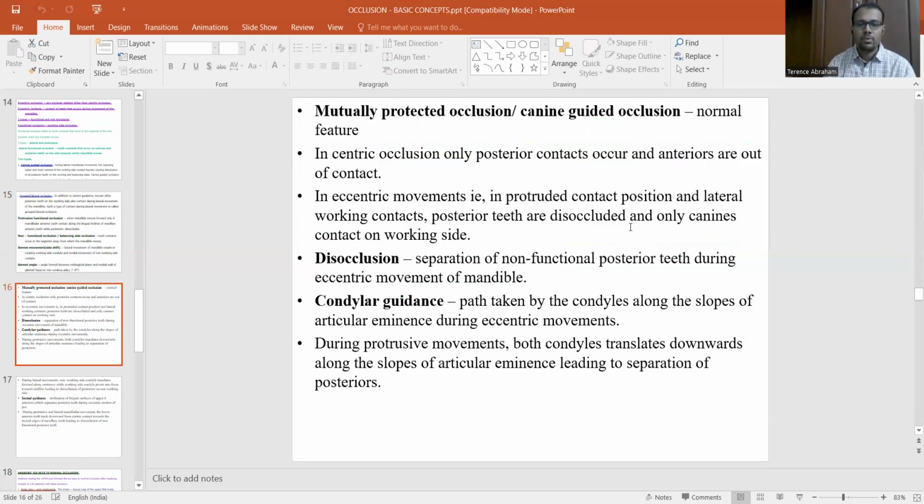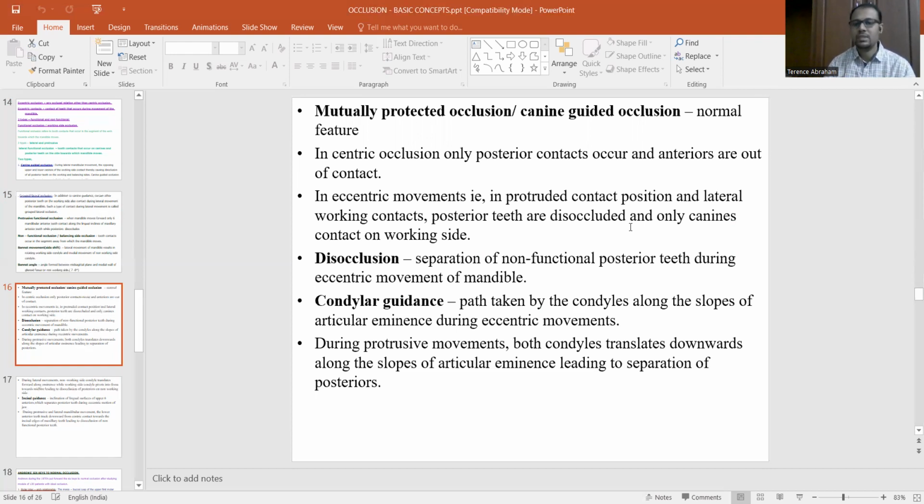What is mutually protected occlusion or canine guided occlusion? It is a normal feature you can see during normal occlusion. In eccentric occlusion, only posterior contact occurs and anteriors are out of contact. These are the concepts of mutually protected occlusion. Moreover, in eccentric movement, in protruded contact position and lateral working contacts, posterior teeth are disoccluded and there is only canine contact in the working side. That is mentioned already before.